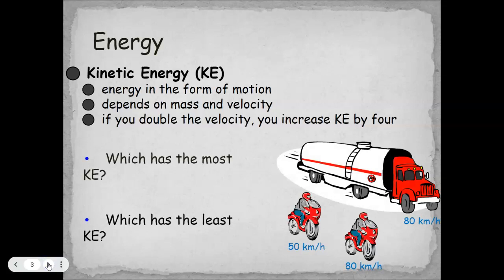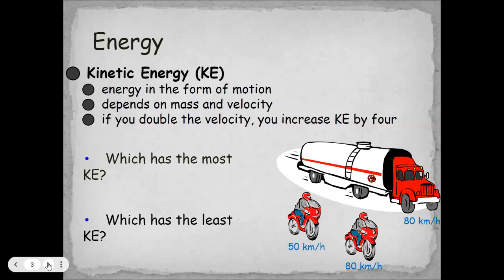Okay, so kinetic energy is going to be energy in the form of motion. So any object that is in motion has kinetic energy. Like if you're moving around right now, you as an individual have kinetic energy. It's going to depend on mass and velocity. Okay, remember velocity is speed with direction. So how fast is something moving and how large is it?